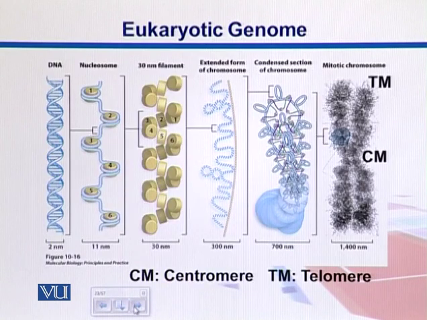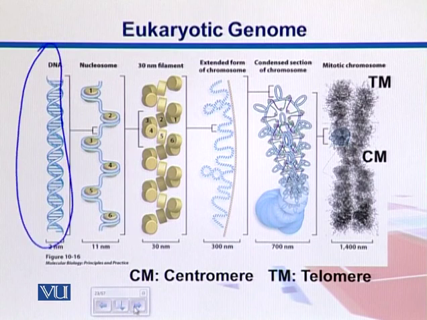Here in this diagram we see the connection between the DNA and the chromosomes. Towards our left we see a DNA strand, which is a 2 nanometer wide strand. The DNA wraps over protein complex molecules, which we call histones. Here we have these histones. And the DNA wraps over them, and this kind of structure, in which we have histones and the DNA, we call a nucleosome.